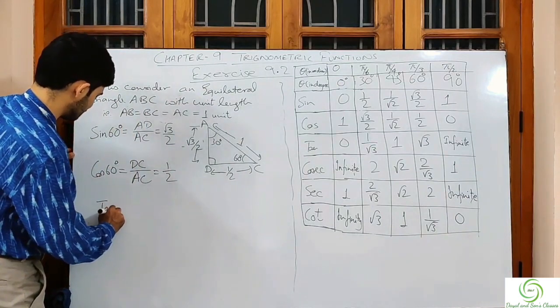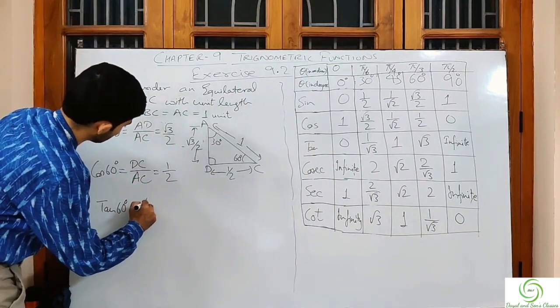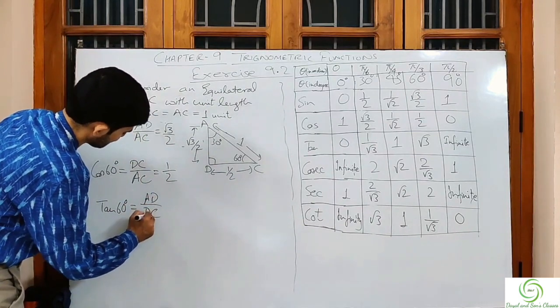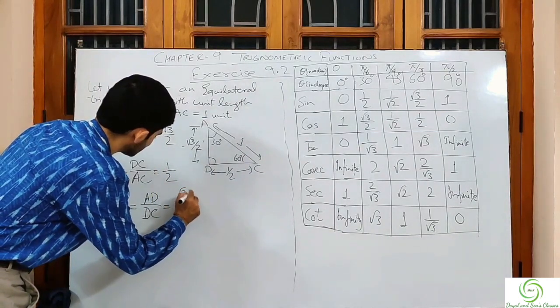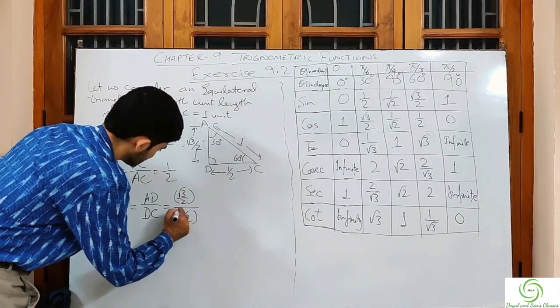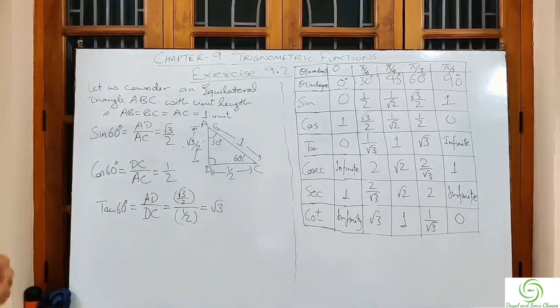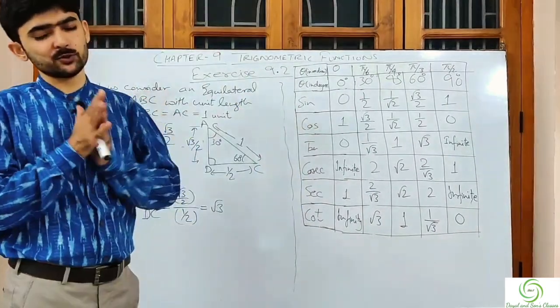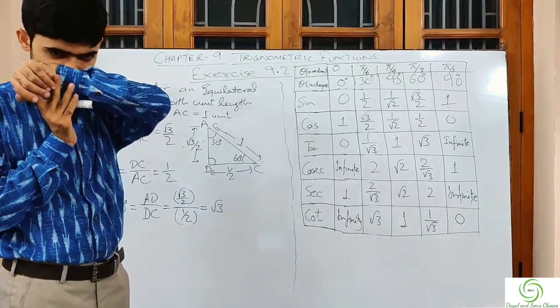Now tan 60 will be equal to perpendicular upon base, that is equal to root 3 by 2 divided by 1 by 2, that is equal to root 3. This will give me root 3. I hope this is clear. So this is how you can prove these values, you can find out these values and you can calculate them. Alright, I hope this much is clear.